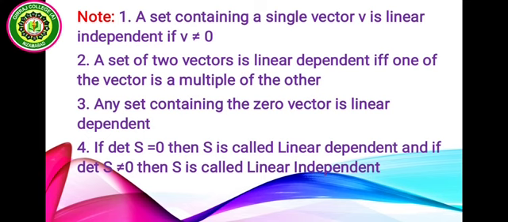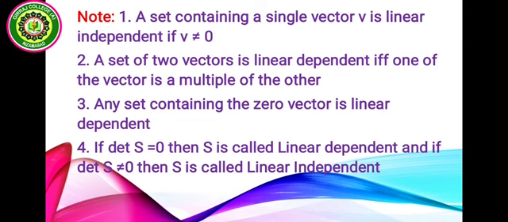Now one note: a set containing a single vector v is linear independent if v is not equal to 0; a singleton set is called linear independent. Second note: a set of two vectors is linear dependent if and only if one of the vectors is a multiple of the other. If one vector is a multiple of the other, then those two vectors are called linear dependent. Any set containing the 0 vector is linear dependent.